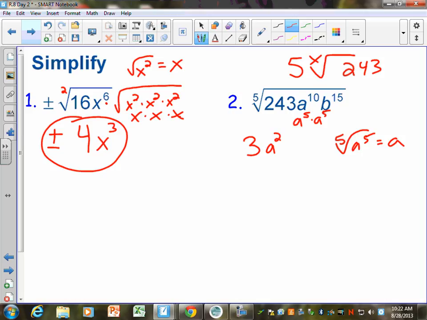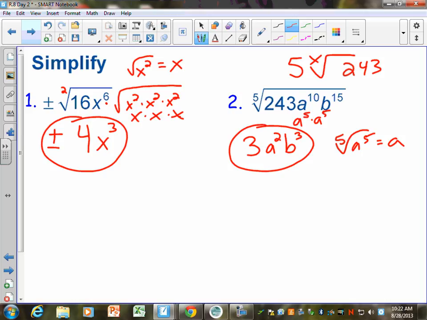And how many b to the 5ths are in b to the 15th? 3 of them, because you could write b to the 5th, b to the 5th, b to the 5th. Take the 5th root and you get b times b times b, or b to the 3rd. And that's your answer. How do you feel about that? Maybe vague memories of that?